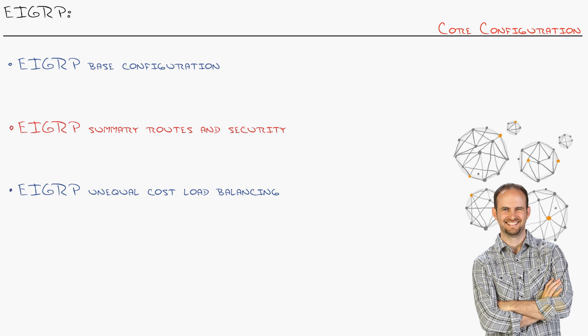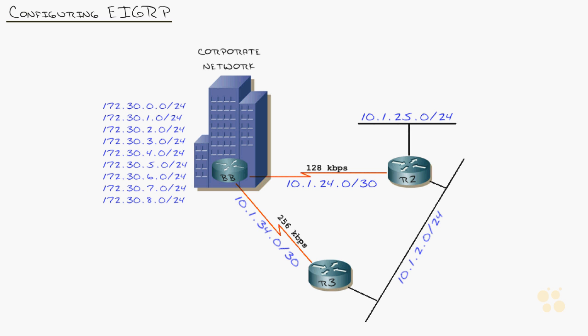EIGRP summary routes and security. One of the things I love about EIGRP is how easy it is to summarize routes. Compared to OSPF with your areas and boundary routers, with EIGRP you can go under any interface that you want to and inject a summary route.